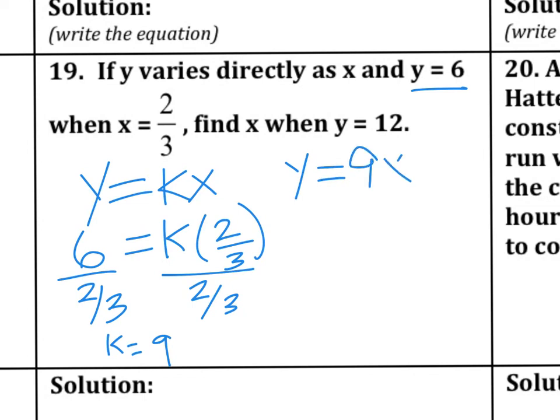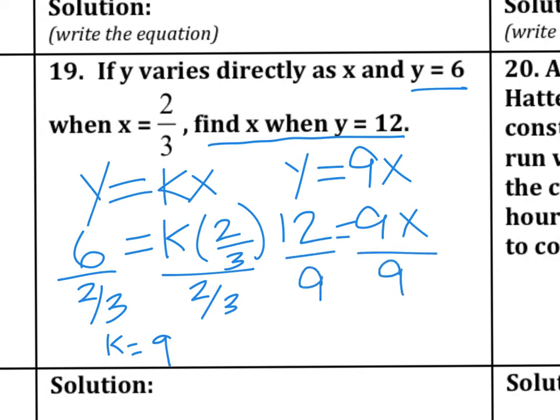Y is equal to 9x. And let's do part 2. So find x when y is 12. So it gave us y this time. So if we're solving for x, we're going to divide both sides by 9. And then you can reduce that even further. 3 goes into 9 3 times, and 3 goes into 12 4 times. So x would be 4/3.